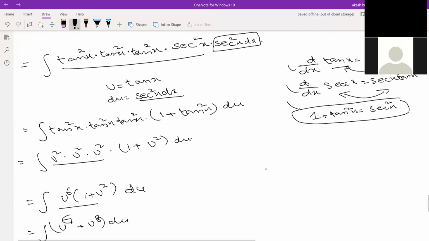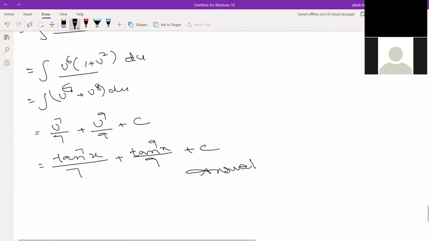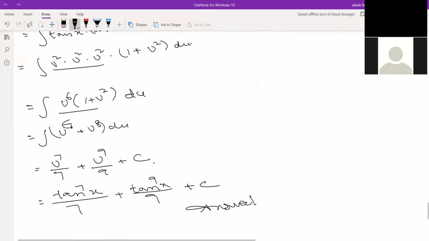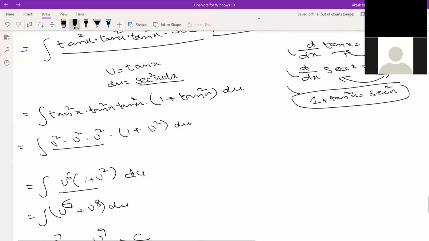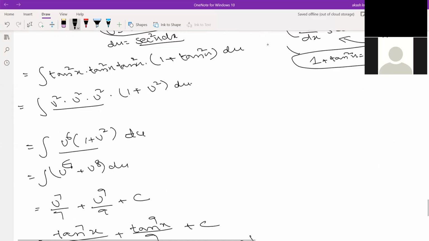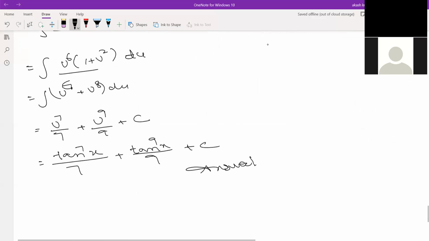Okay, but where do you get the tan x from? The final answer. When I substituted, my u was tan x. The final answer, I have to write in the form of x, not in the form of u. I have to convert from the u to the x form. So my u was equal to tan x. So instead of u, I just wrote down tan x. Tan^7 x over 7 plus tan^9 x over 9 plus c.